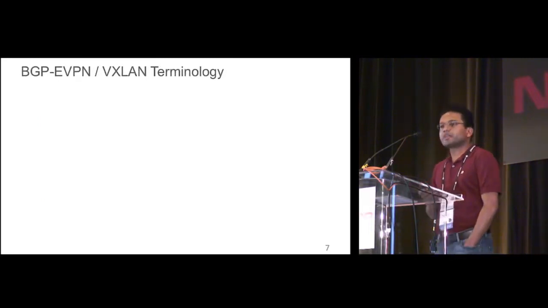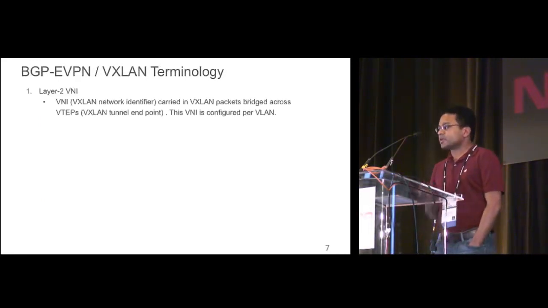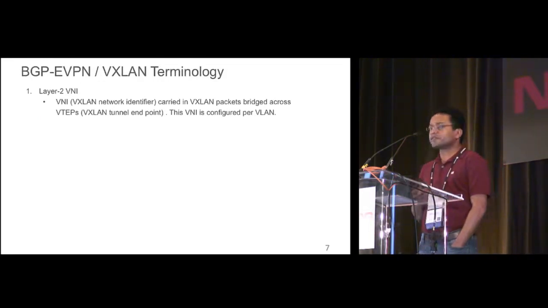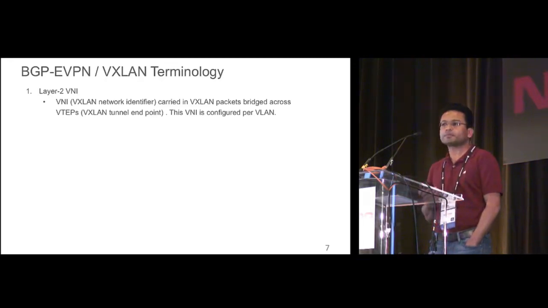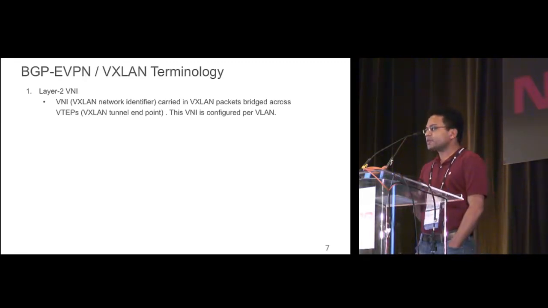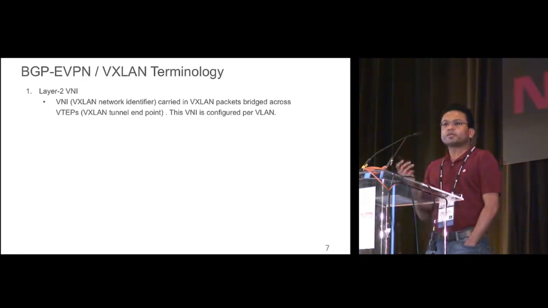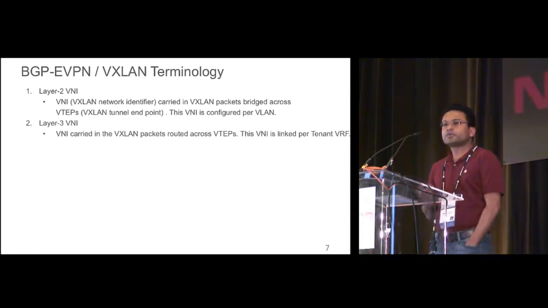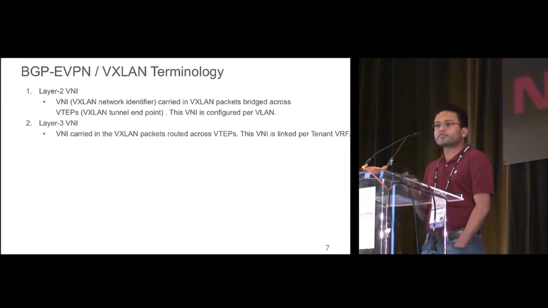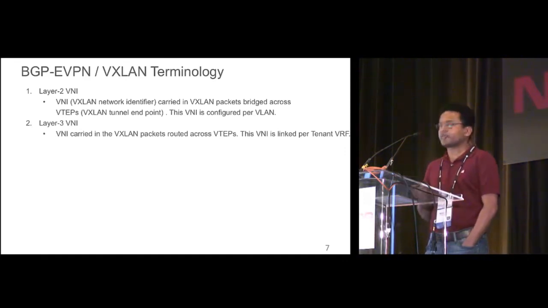Let's look at some of the EVPN and VXLAN terminologies. A layer 2 VNI is a VXLAN network identifier, which is mapped to a VLAN. You can basically call it a VLAN ID, but because it's a newer technology, we have a much fancier name called VNI. With a layer 2 VNI, the moment any VXLAN packet carries this VNI, it means it has to be bridged traffic. Whereas a layer 3 VNI is tied to a tenant VRF, so the moment any VXLAN packet carries an L3 VNI, it means it is routed traffic.